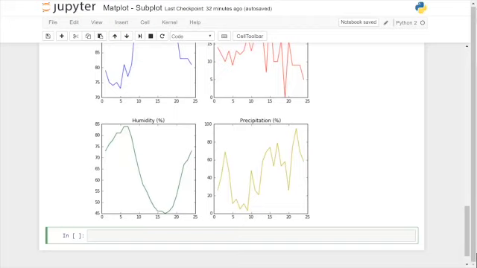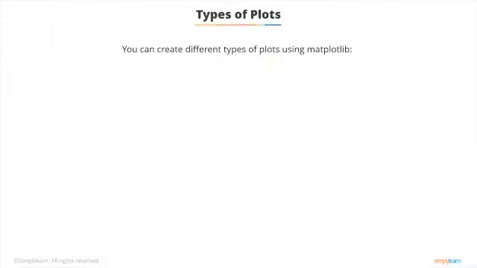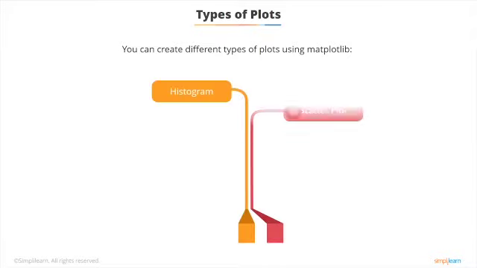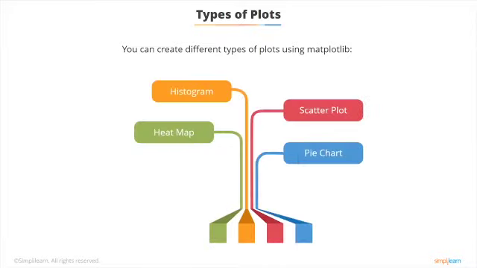In this demo, you learned how to create subplots displayed side by side, vertically split subplots, and four subplots displayed in a single frame using matplotlib. You can create different types of plots using the matplotlib library: histogram, scatterplot, heat map, pie chart, error bar.